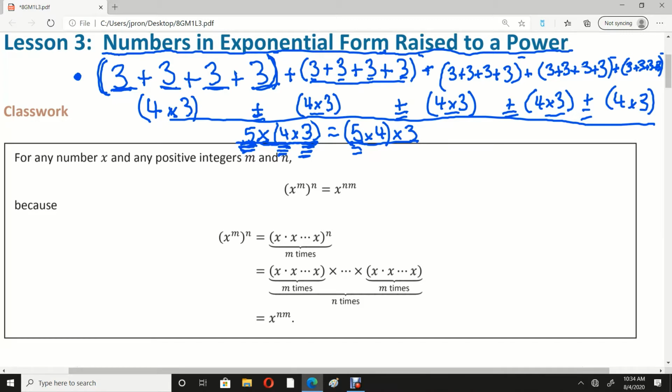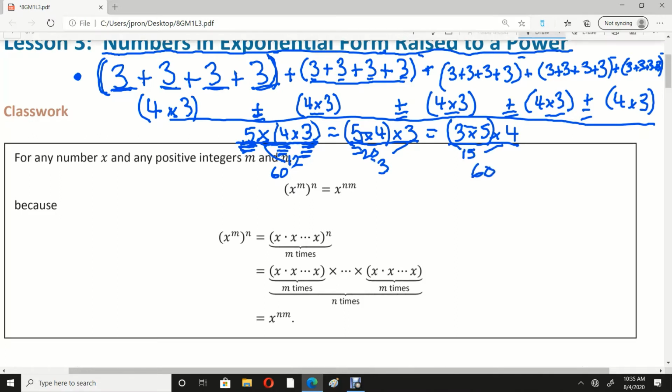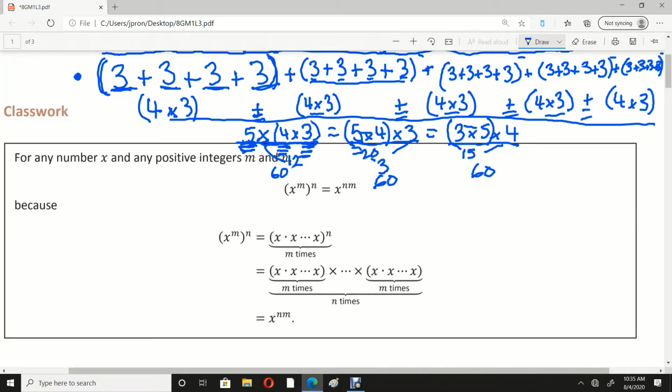We get 5 times 4, which is 20, or in this case, 4 times 3, which is 12. 12 times 5, which is 60. And here we have 5 times 4, which is 20, times 3 is 12. And that will be true for any combination of ways you want to multiply these things. We multiply 3 times 5 first, we get 15, times 4, 60 again. So all of these are equal.